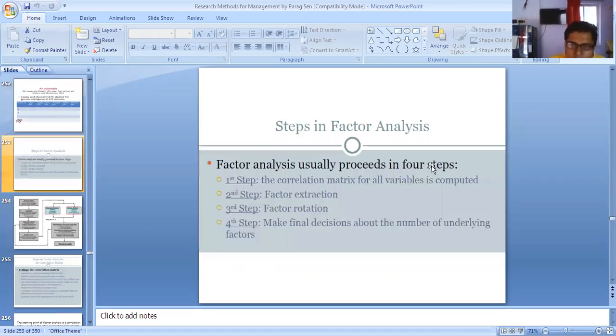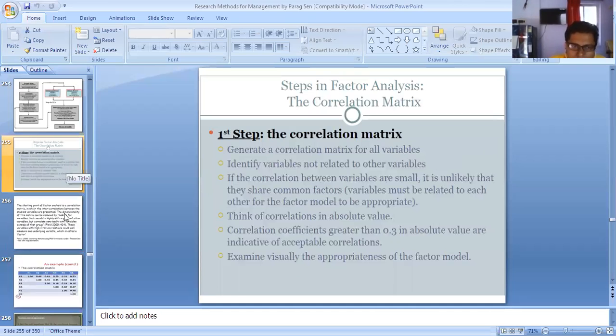Now, how do you conduct the factor analysis? What are the broad or basic steps? The first step is that the correlation matrix for all variables is computed. The second step is factor extraction. The third step is factor rotation. And the fourth step is to make final decisions about the number of underlying factors. This is basically your conclusion. Okay, so the first step is the correlation matrix.